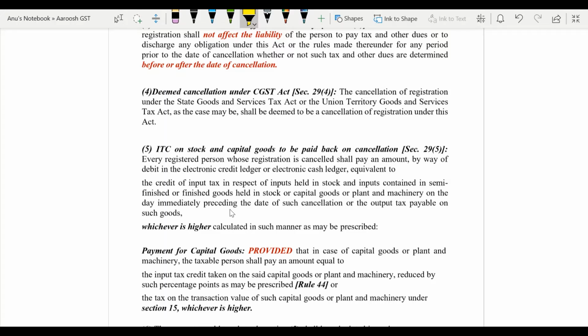So basically, we know that there are three parts of the business, right? Raw materials, finished goods, and goods in production, three things that we have studied before in financial management also. So what happens is I avail ITC on all three aspects of the business, and then I cancel my registration. It does not mean that I can avail ITC after my cancellation also. I have to pay back the amount, right?